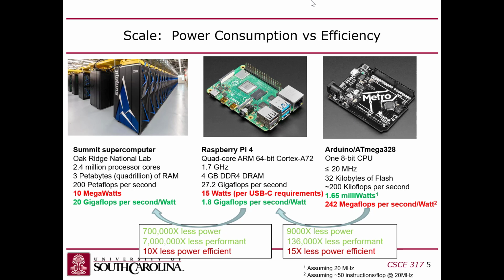Now, that's kind of strange, because you would think that if it's 9,000 times less power, it ought to be 9,000 times less performance. But no, it's 9,000 times less power and 136,000 times less performance. That sounds kind of strange, right?